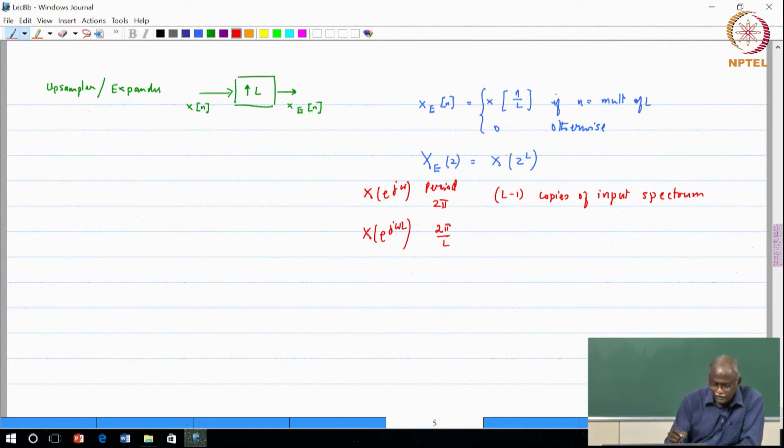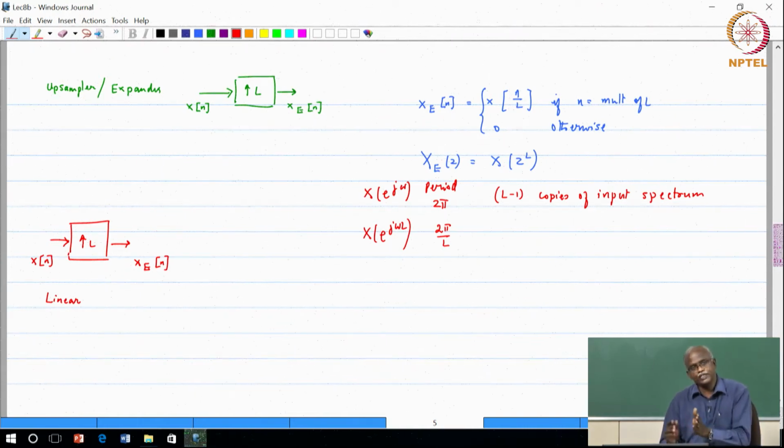Now the interesting observations about this are twofold. The first one is whether the system satisfies linearity and time invariance. So the question is, I have the upsampler block, upsampling by a factor of L, and this is x of n, this is x e of n. Now the question is whether it satisfies linearity. If I scale the input, the output will get scaled, so there is no issue about that. If I add 2 signals, the output will be the sum of those 2 signals with the appropriate zeros inserted. So linearity is very straightforward for us to verify.